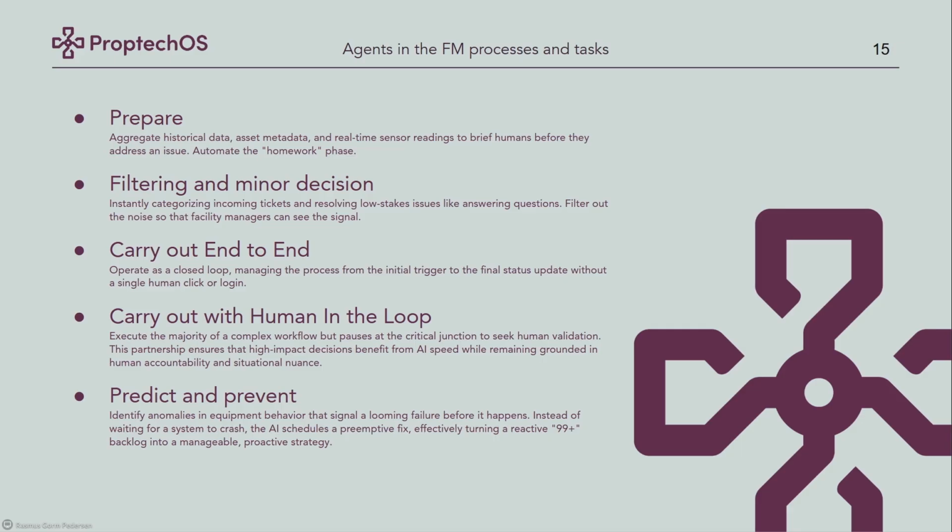The other one is addressing this 99+ problem, filtering and carrying out minor decisions, whether it is just replying to something or just confirming something that had been done.